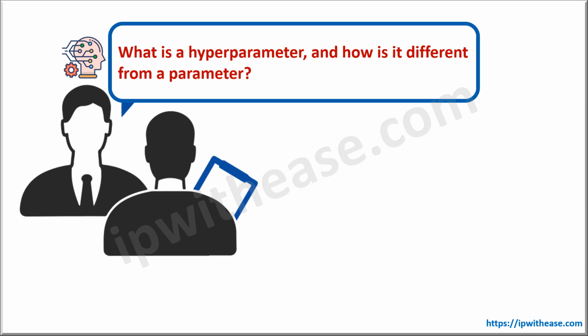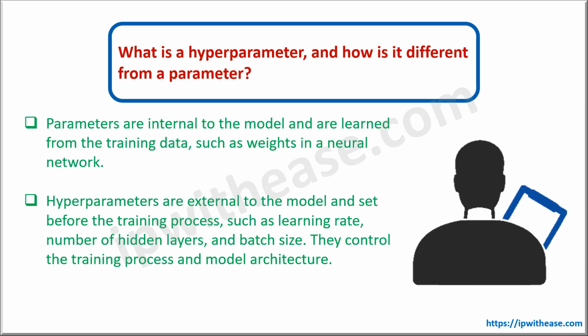What is a hyperparameter and how is it different from a parameter? Parameters are internal to the model and are learned from the training data, such as weights in a neural network. Hyperparameters, on the other hand, are external and set before the training process, such as learning rate, number of hidden layers, and batch size. They control the training process and model architecture.